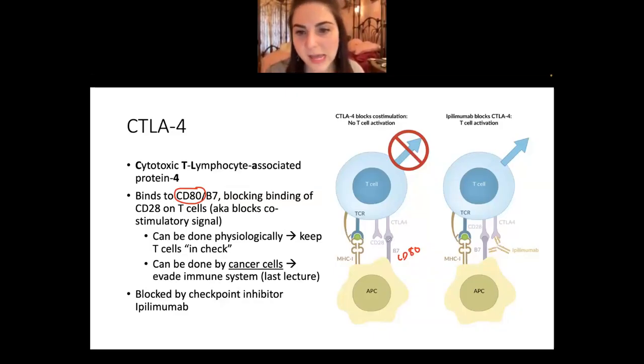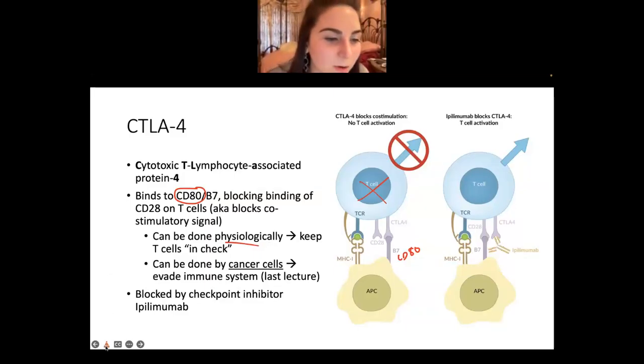But anyway, B7 or CD80 binds CD28. CTLA4 blocks that so that we don't get co-stimulation. This T cell will not get activated. And this is not a bad thing. This can be done physiologically, like I wrote here. If there's not an infection, we really don't want T cells to get activated accidentally. So it's a way to keep the T cell in check.